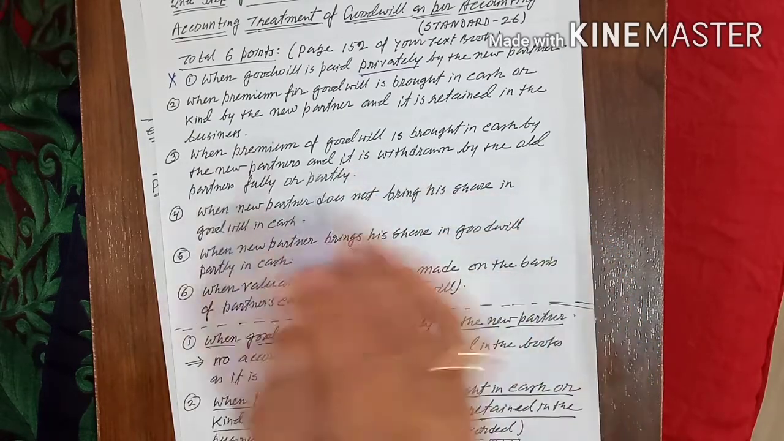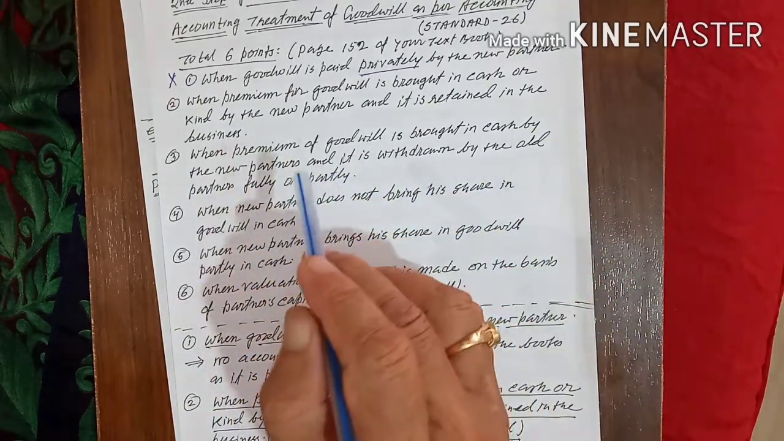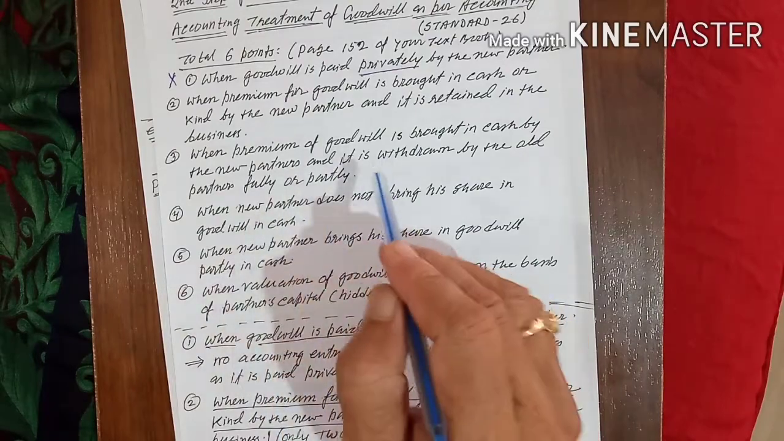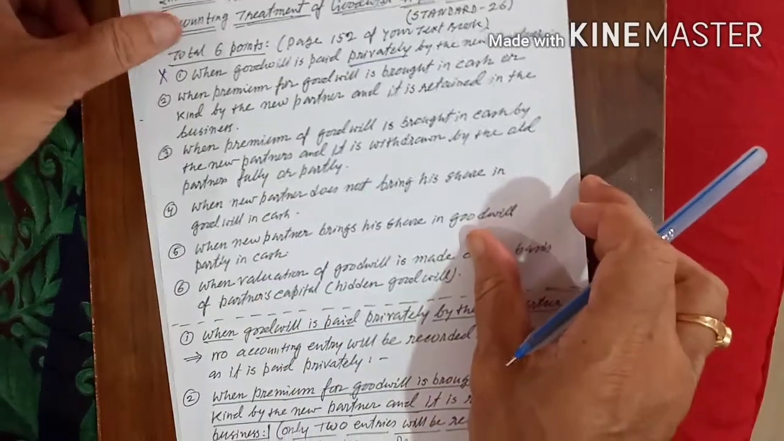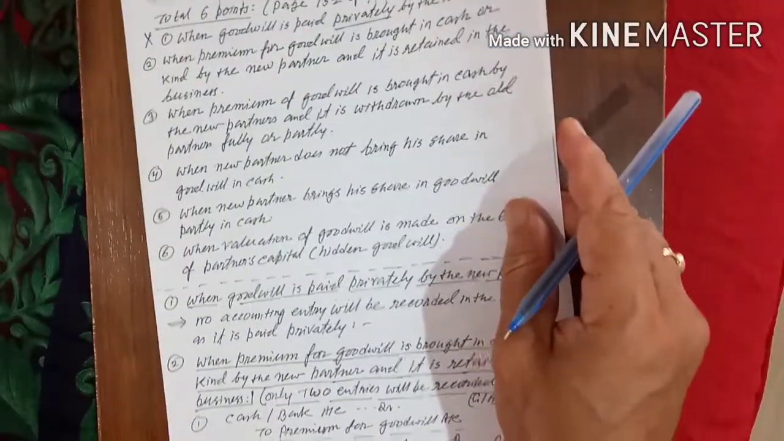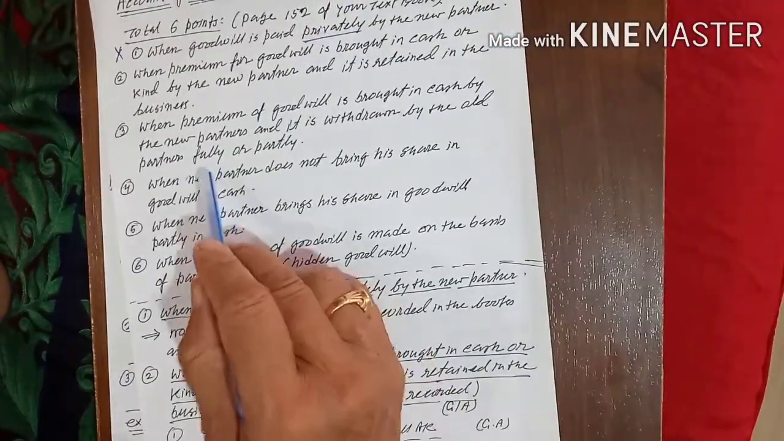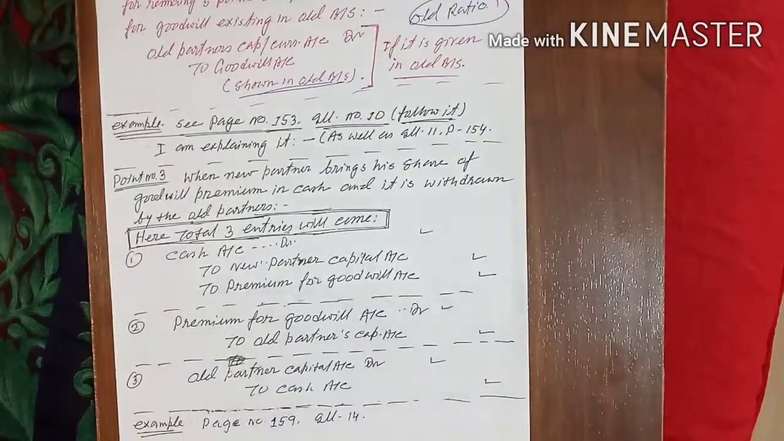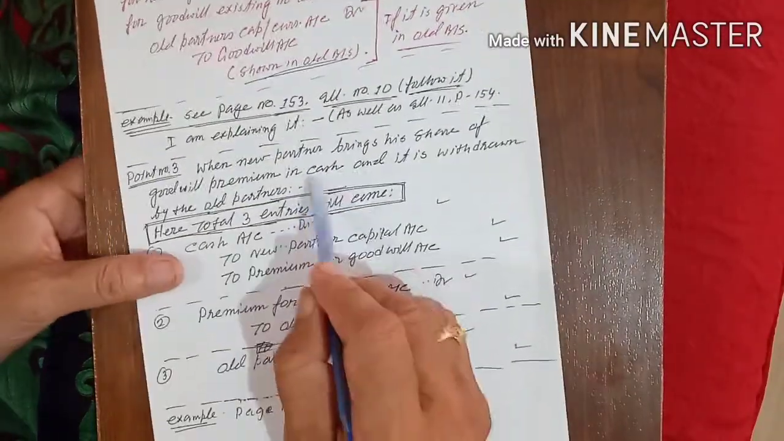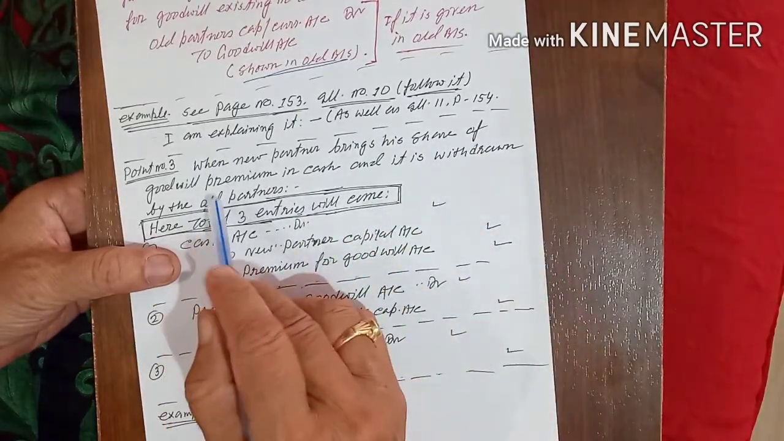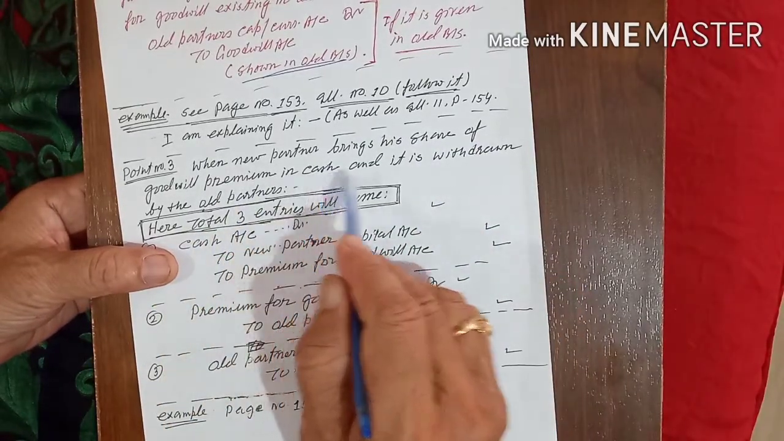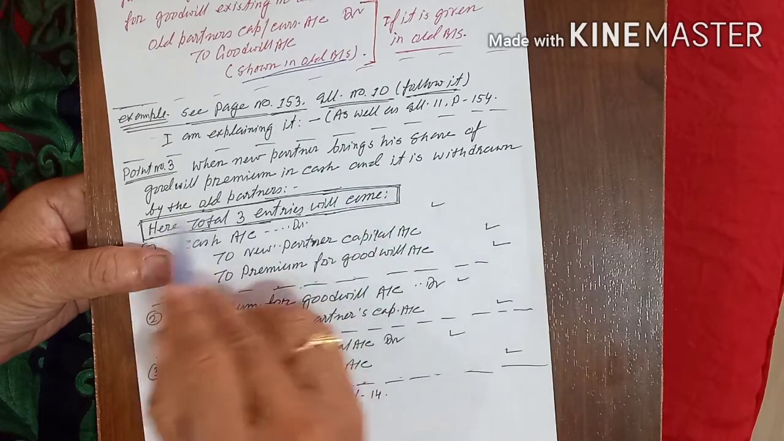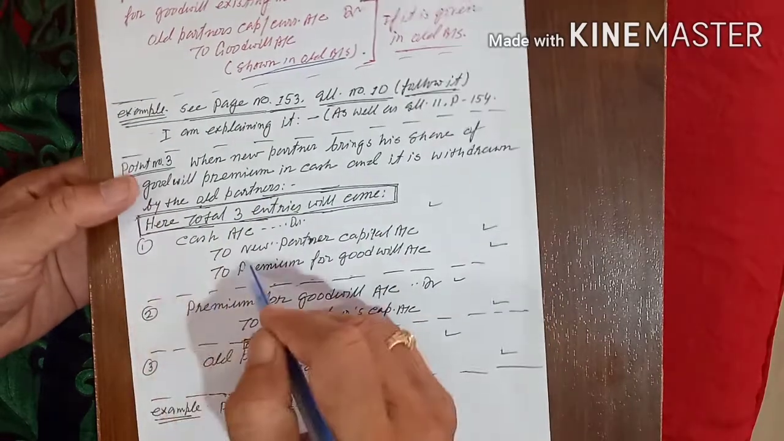Which one? Not the capital amount. Which one? The goodwill amount. Which goodwill? The extra money the new partner is giving for goodwill, which they can withdraw either fully or partly. This is the third point: when the new partner brings his share of goodwill premium in cash and it is withdrawn by the old partner.